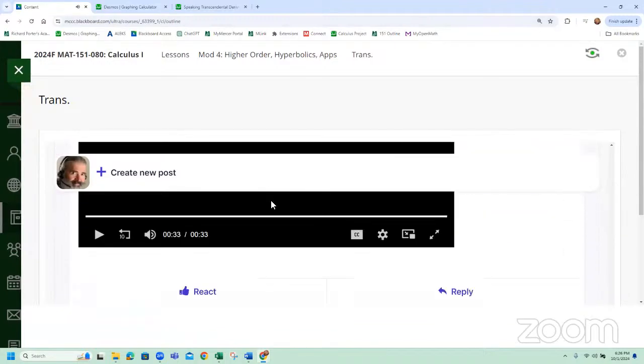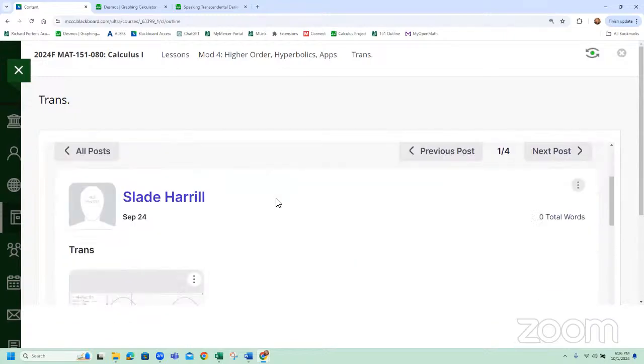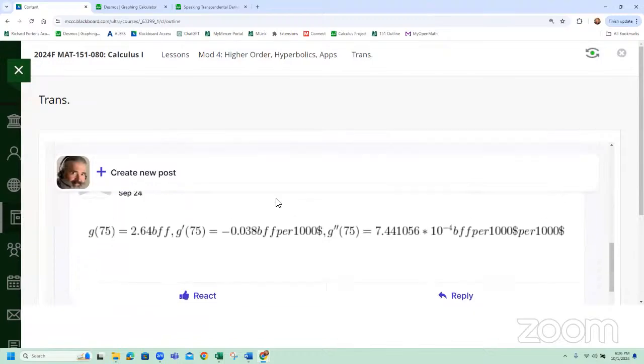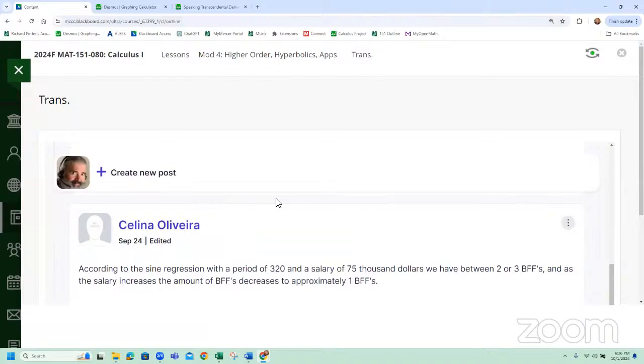Okay. All right. So, nobody said what Selena said. Selena, can you say what you said? Are you here? Oh, Selena's problems. Garv, you want to say what she said here? Just read it out loud. Yeah, according to the sine regression with a period of 320 and a salary of $75,000, we have between 2 or 3 BFFs. And as the salary increases, the amount of BFF decreases to approximately 1 BFFs.